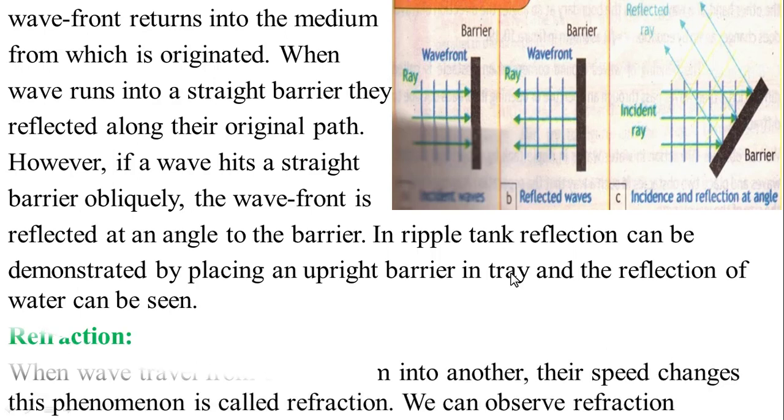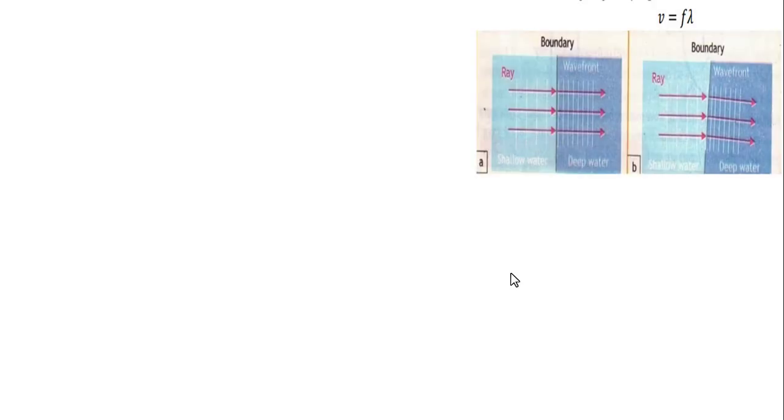Now we can explain refraction. What is meant by refraction? When a wave travels from one medium into another medium, its speed changes. This phenomenon is called refraction. Now we observe refraction in a diagram.